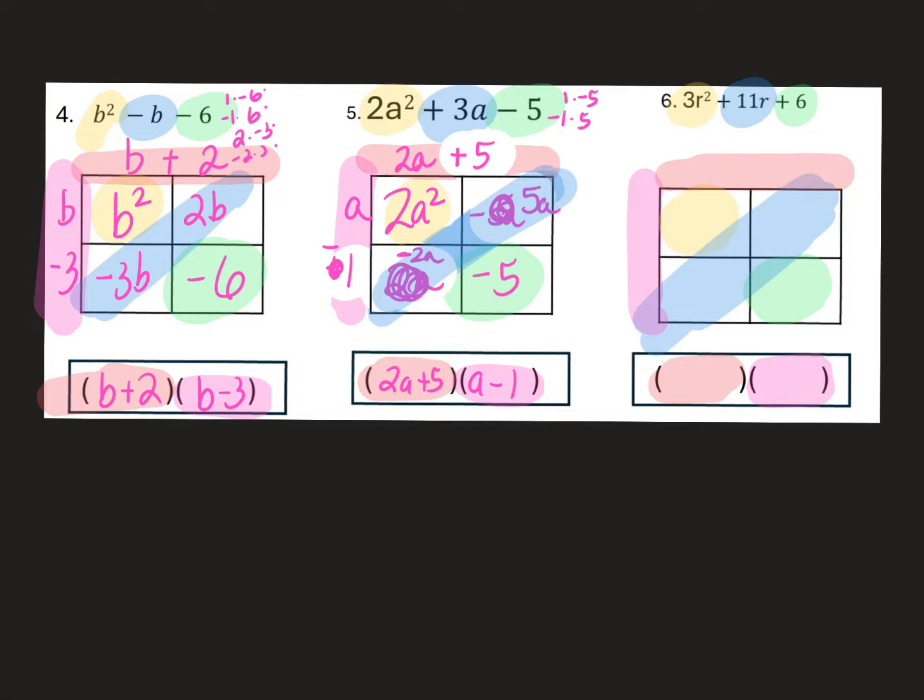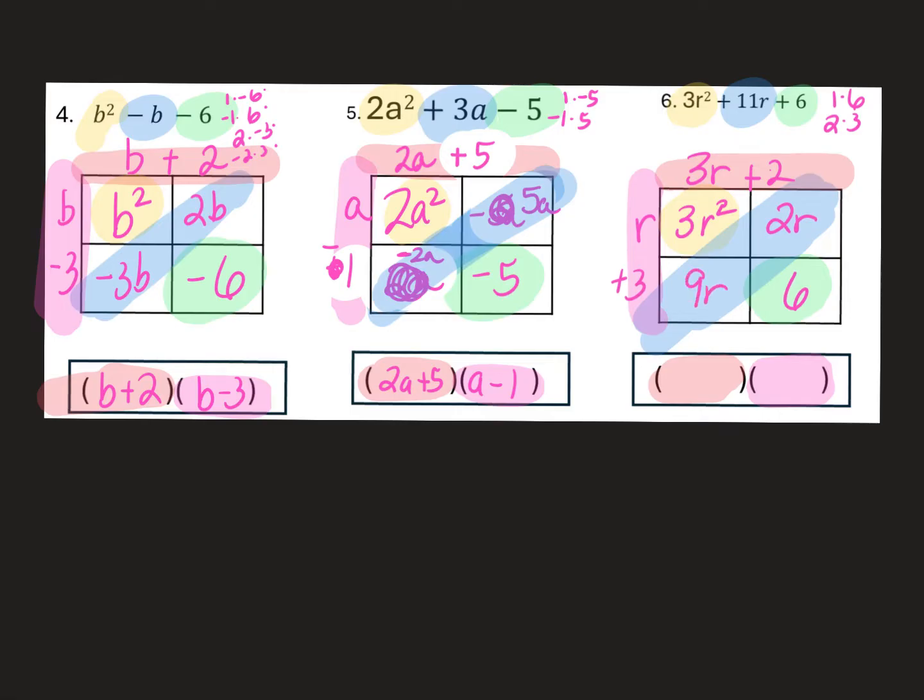Moving on to number 6, I know I'm going to put 3r squared here and 6 here. Factors of 6. 1 times 6, 2 times 3. All right, I know I'm going to put 3r and 1r. 3r times 1r is 3r squared. Then I'm just going to take a wild guess. I'm going to put positive 2 and positive 3 here to see if this is going to work for me. So 2 times r is 2r. 3r times 3 is 9r.